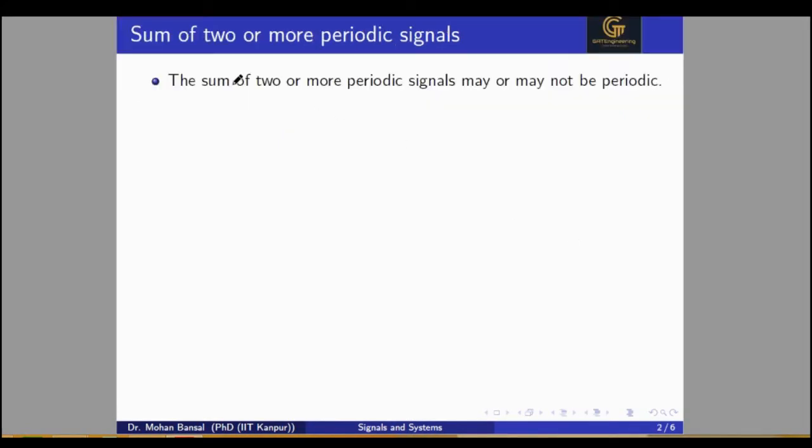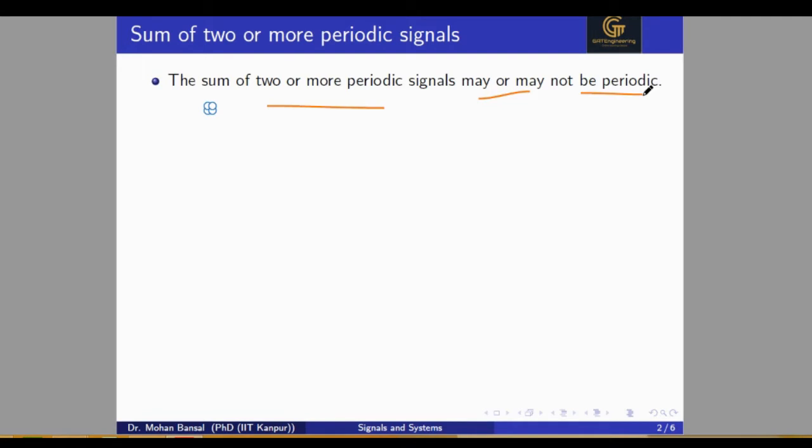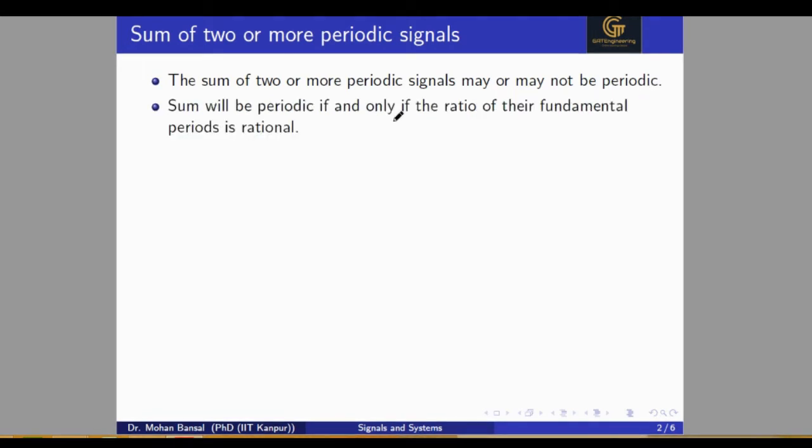In this video, we will discuss the sum of two or more periodic signals. The sum of two or more periodic signals may or may not be periodic. It is not necessary that the sum of two periodic signals will always be periodic. So how do we compute the periodicity? The sum will be periodic only if the ratio of their fundamental periods is rational.